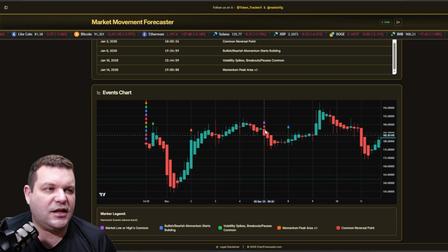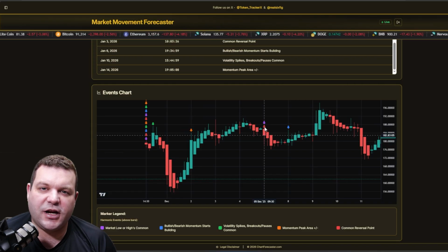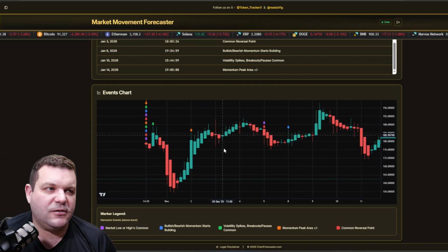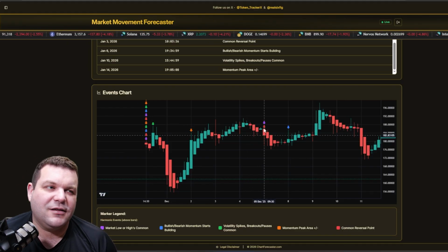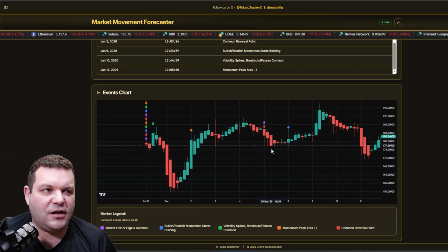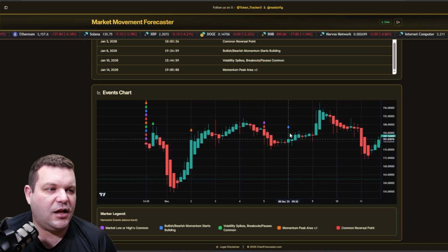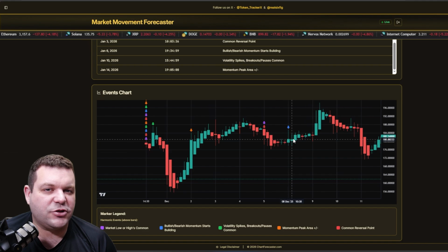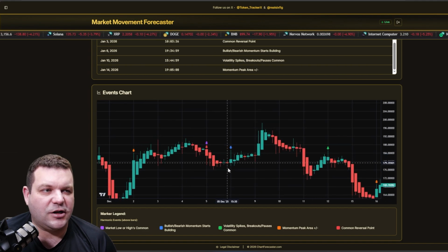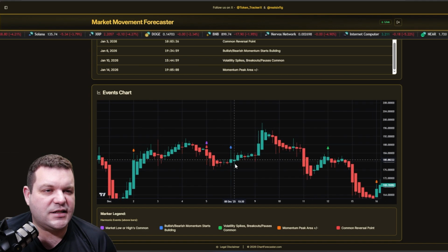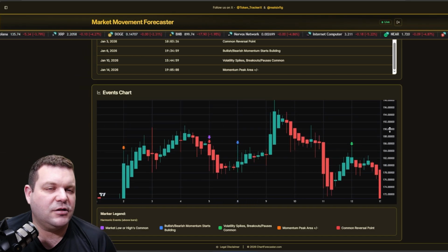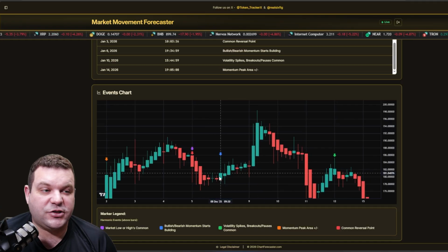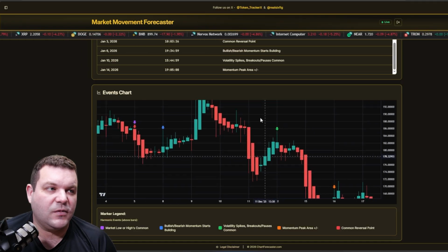It did predict a nice reversal or a market high right here. So, you know, if you've got options, you're seeing the price kind of come up. This was a nice reversal point that was predicted. And then on December 8th, it said that bullish or bearish momentum will start building. Now, it got this right down to the hour on December 8th, which is pretty cool. You can see that bullish momentum did in fact start.